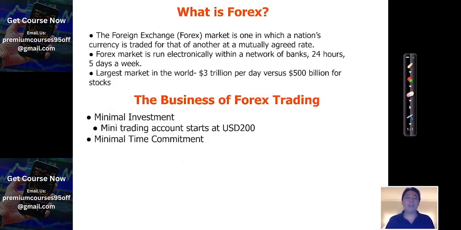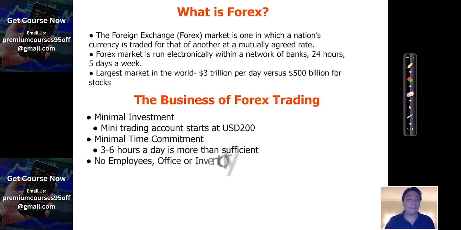Next, minimal time commitment. All right, in any other business, especially if you're a startup, forget about going back to your family. Forget about work-life balance. You're working 15 to 16 hours a day. You're doing everything, right? But when you trade Forex, even as a beginner, you don't need more than 3 to 6 hours a day to be really, really successful and to succeed in this business. Next, you don't have to worry about overheads like any other business. There's no employees, there's no office rental to worry about, there's no inventory costs.